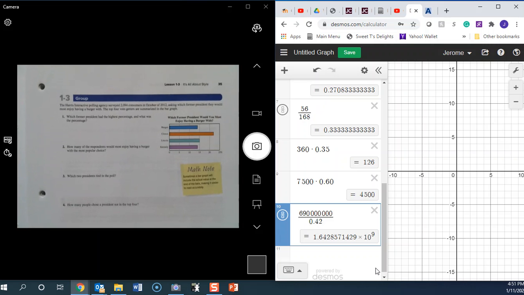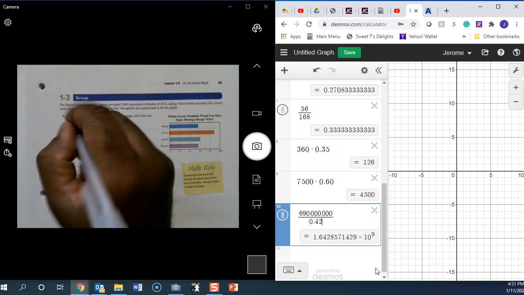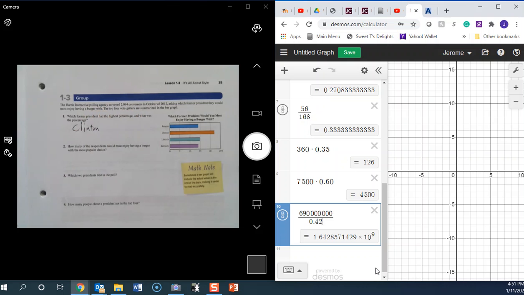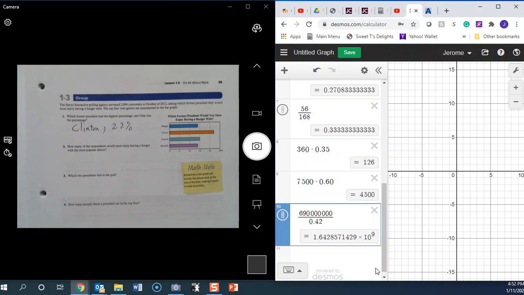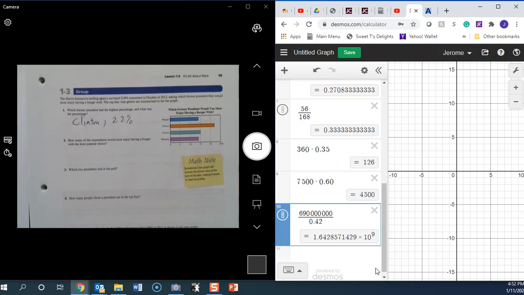Now we go down to page 35. It says here, the Harris Interactive Polling Agency surveyed 2,094 consumers in October of 2012, asking which former president they would most enjoy having a burger with. The top 4 vote getters are summarized in the bar graph. Which former president had the highest percentage, and what was the percentage? It'll be Clinton, and the percentage looks to be about 22%. You could do 22 or 23%, but I just chose 22%.